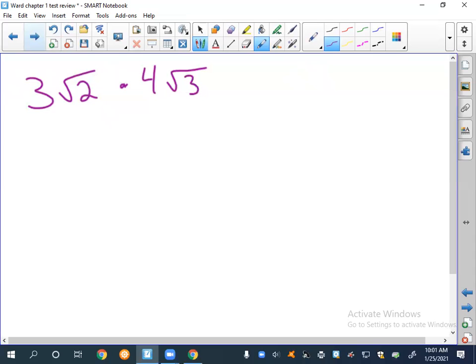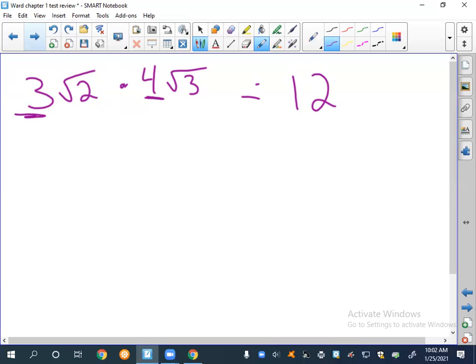What do I mean by normal numbers? What are the normal numbers in this? 3 and 4. It's probably a better word for that, but I can only multiply those regular numbers. And what is 3 times 4? 12. So my regular numbers give 12, and I can only multiply my square roots. So I can multiply the square root of 2 and the square root of 3.